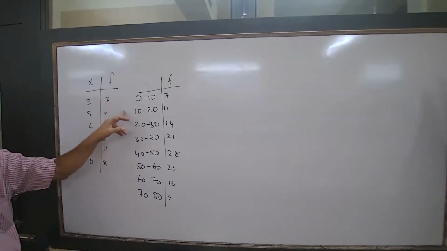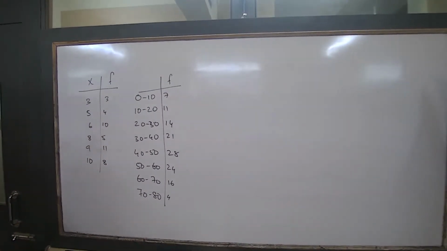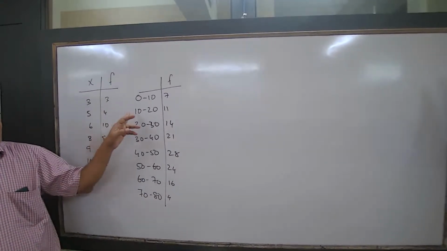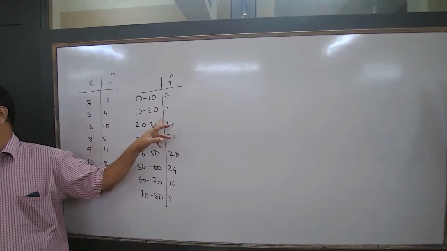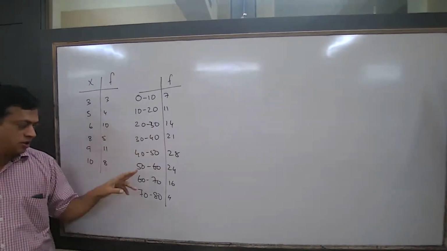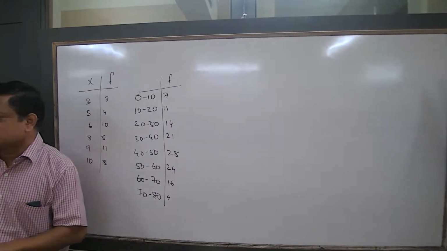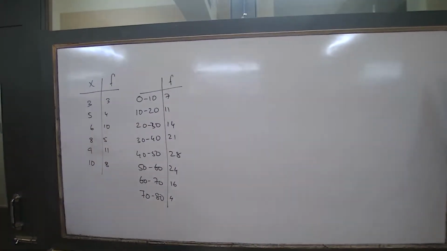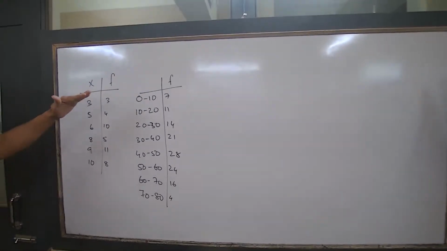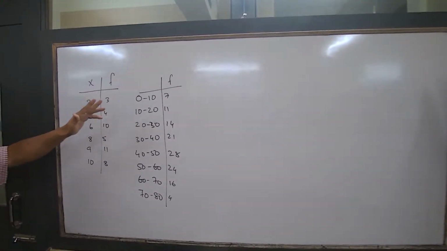Is it 0 to 10 or 10 to 20? Not 0 to 10, it is 10 to 20. What is the meaning of 10 to 20? Including 10, excluding 20. The lower value is included, the upper value is not included. 50 to 60 means what? 50 is included, 60 is not included. Are you followed? Okay. So these are called class intervals.